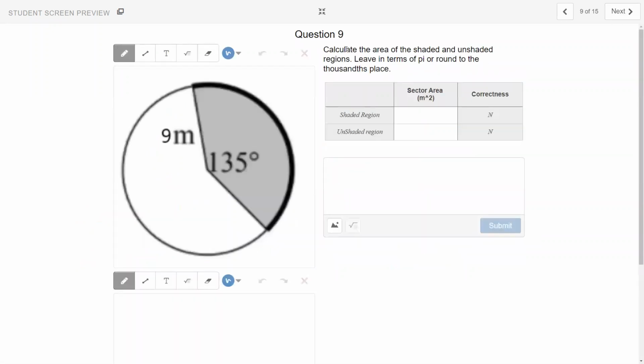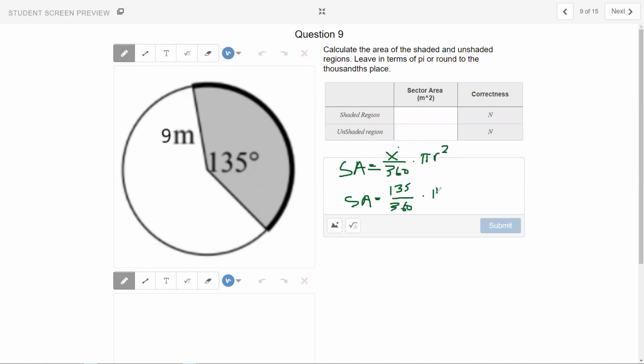Number 9, we're finding sector area. So sector area equals x over 360 times pi r squared. We have 135 degrees, so sector area equals 135 out of 360 times pi, and the radius here is 9, so times 9 squared. I'm just going to put that all in my calculator. 135 divided by 360 times pi times 9 squared, and I get 95.4.